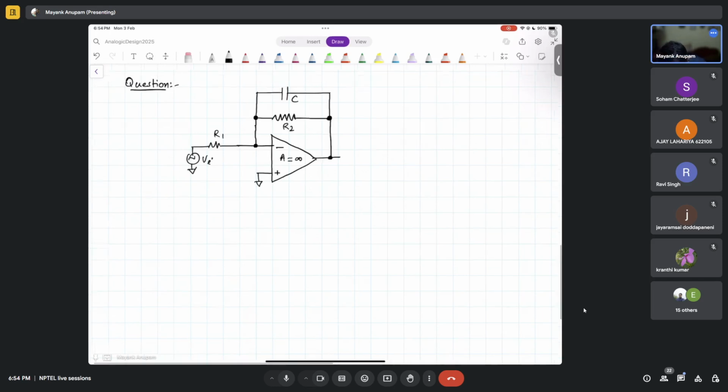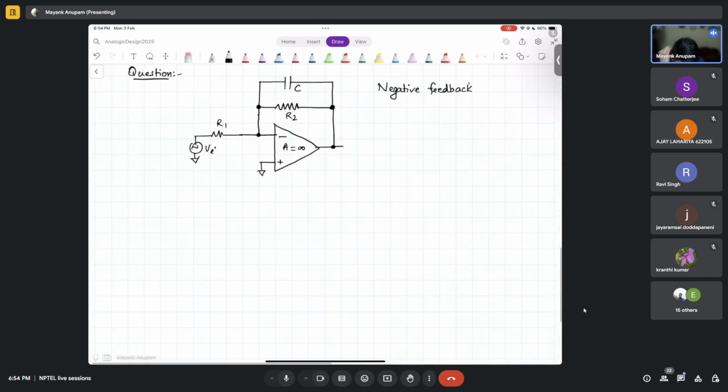How do you find the loop gain? First of all, whether it is in negative feedback or not. Is it negative feedback or not? We have to test it. Yes, you have to actually test it. So tell me, it is a negative feedback, right? How do you test whether it is negative feedback or not?